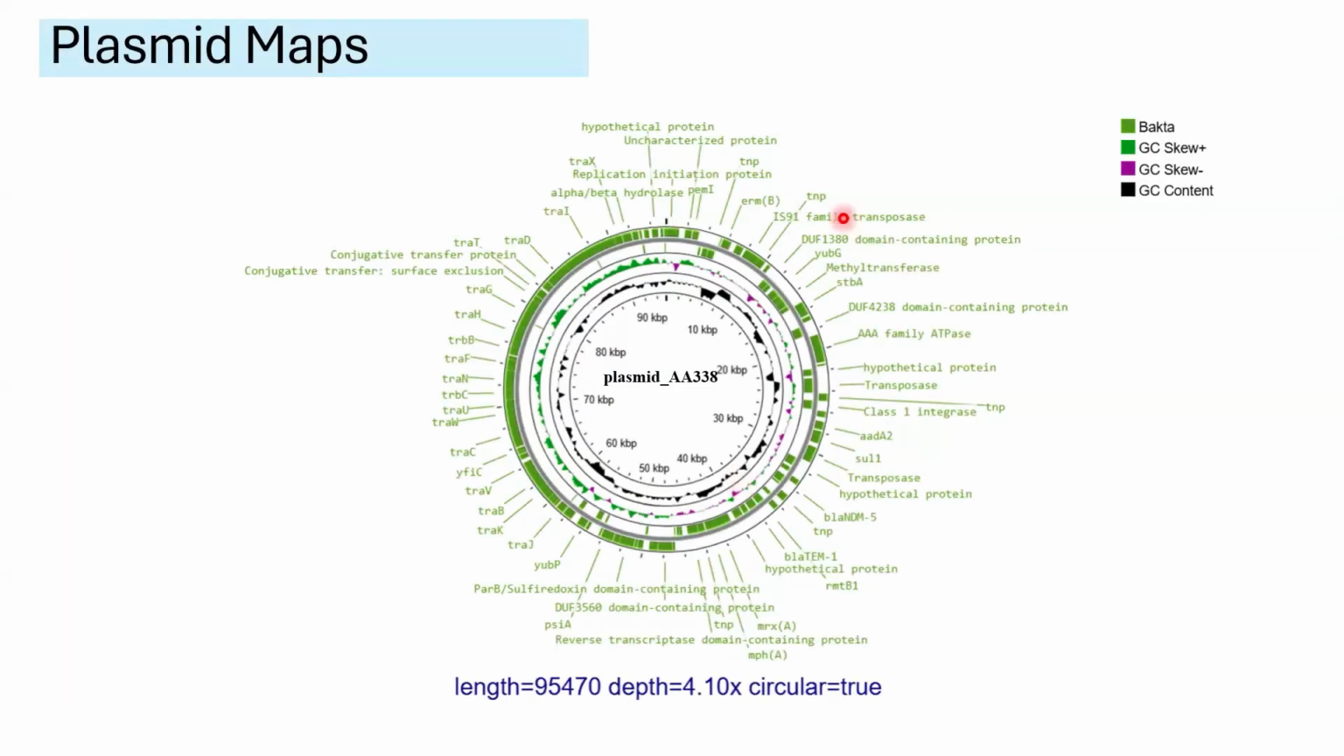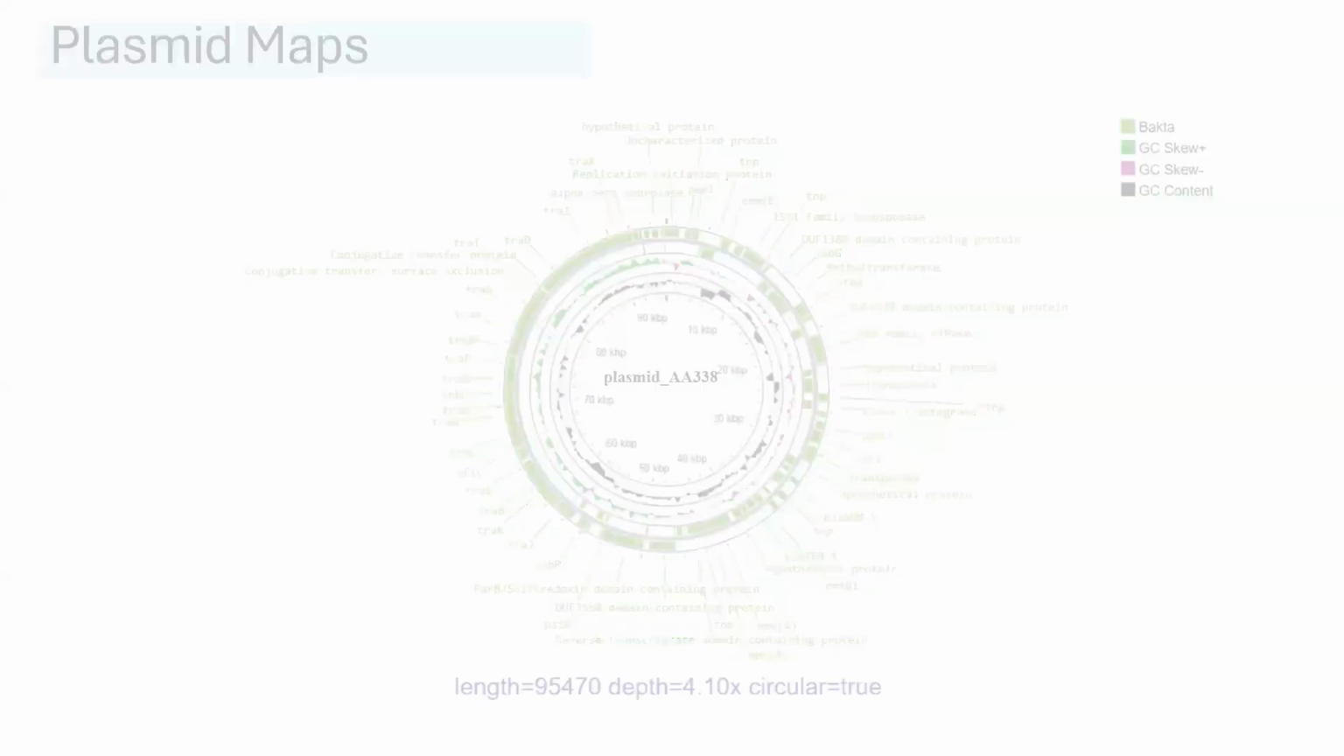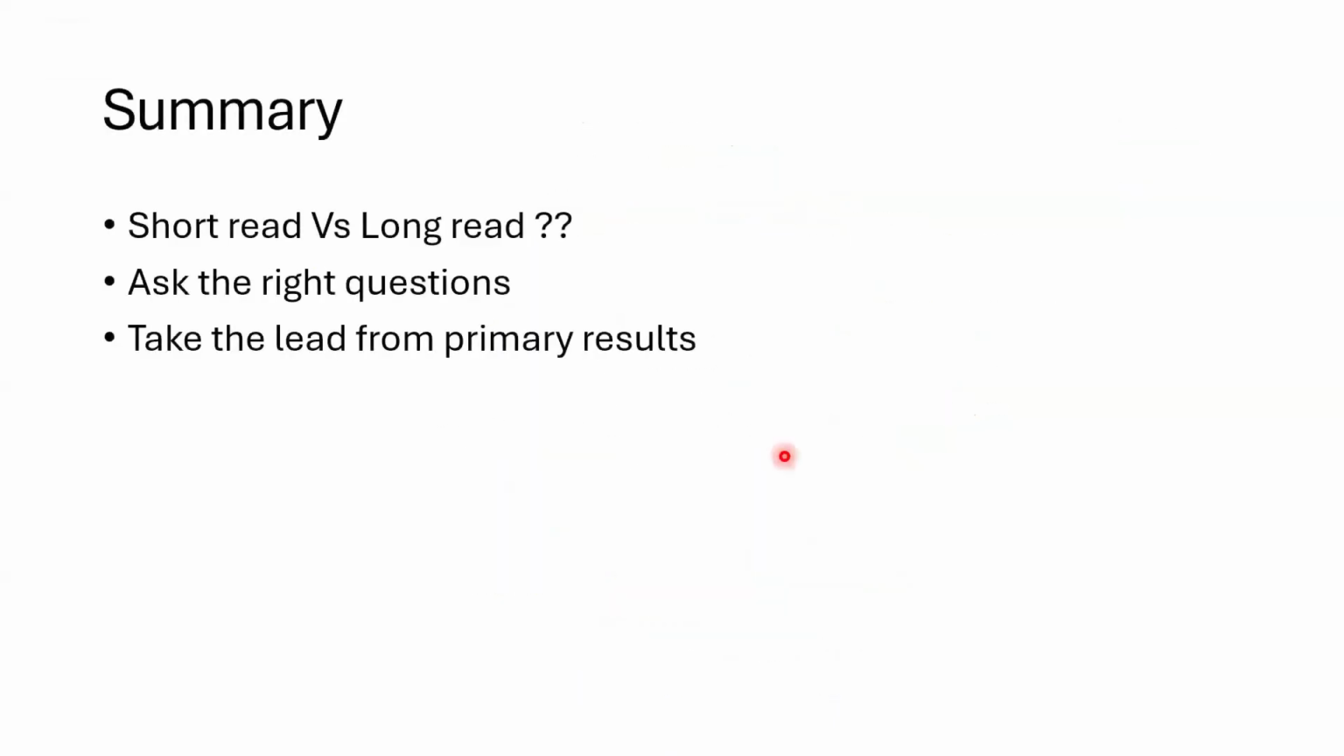So I have many, many such plasmid maps for so many of my cultures over here, but I'm not going to bore you with all these maps. I'm just trying to tell you that only if you have hybrid sequencing, Illumina plus long read sequencing, then only can you have confidence in some novelty.